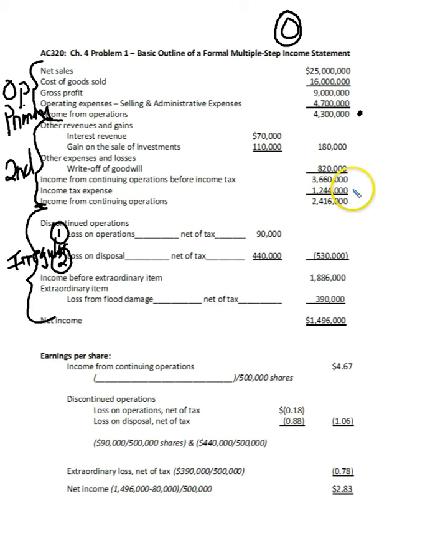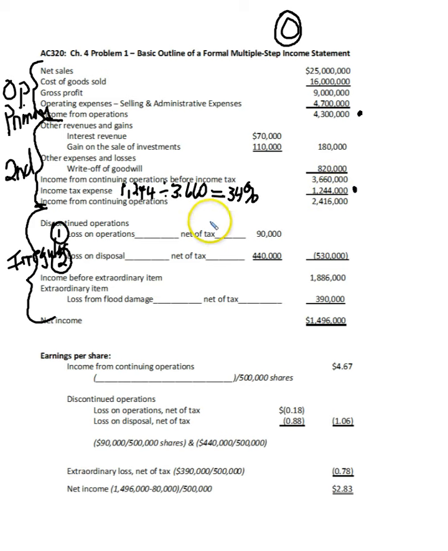Because that's not going to be included. That income tax impact is not included in this income tax expense up here. This income tax expense of 1,244,000 is actually based on this 3,660,000. Actually, if you take 1,244,000 and divide by that 3,660,000, you should get something like 34%. So it looks like this company's normal tax rate is 34%. So they had to pay 34% on this 3,660,000, and that was their income tax expense based on it.